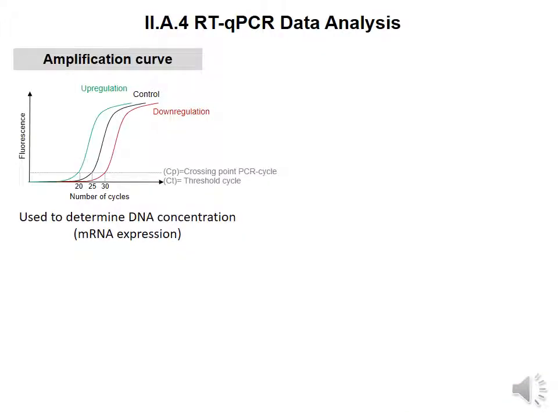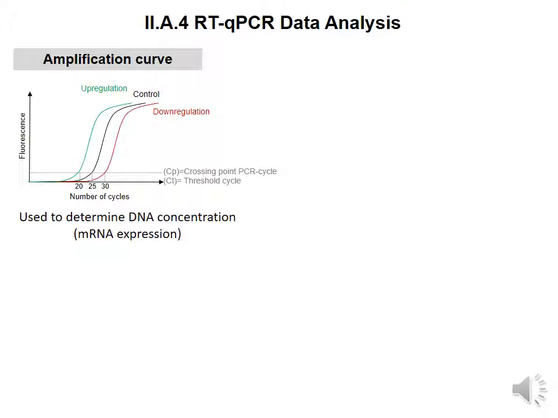So how do we analyze the data generated from the qPCR? Well, as I just said, we will be using the CP values calculated from the amplification curves. Just one note, some people use the CT values, which are threshold cycles, and they're basically the same as the CP values, okay? They're just two different ways of naming the same type of values. CT means the same as CP.